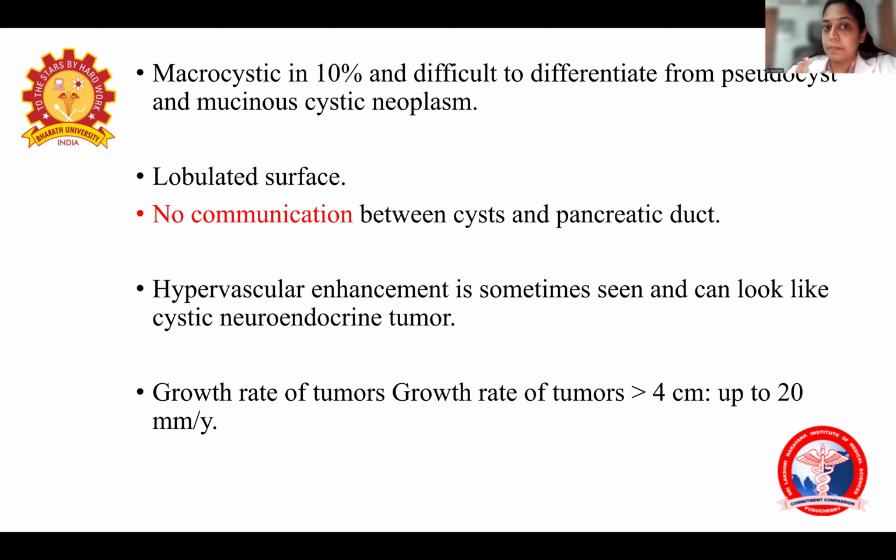It is a macrocystic lesion in 10% and difficult to differentiate from pseudocyst and mucinous cyst neoplasm. So considering the lobulated surface, no communication between the cyst and the pancreatic duct. Again, we've seen that hypervascular enhancement is sometimes seen and can look like a cystic endocrine tumor. The growth rate of these tumors, when more than 4 centimeters, can go up to 20 mm in a year. Okay.